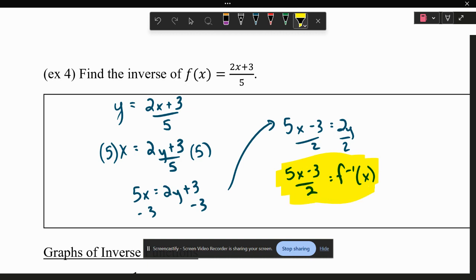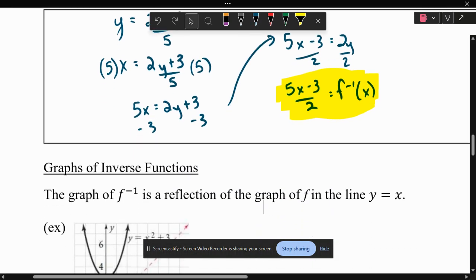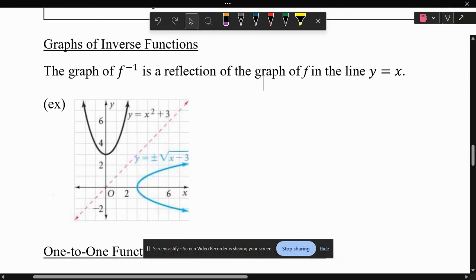So there we did it numerically in examples 1 and 2, algebraically in examples 3 and 4. And now we're going to take a look at some graphs. So the kind of cool thing about the graph of the inverse is it's actually a reflection of the line y is equal to x. That's a red diagonal line that you see going through 0, 0. And it creates a mirror image on the opposite side, which is pretty neat.